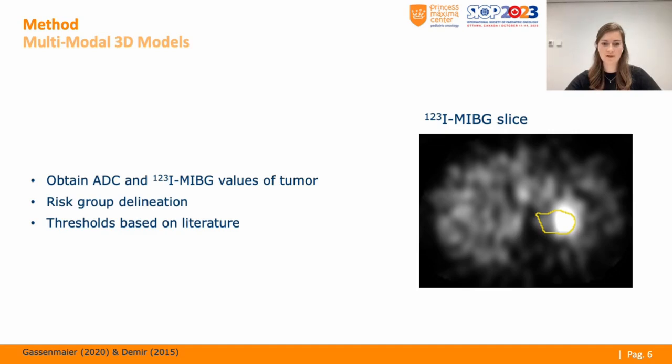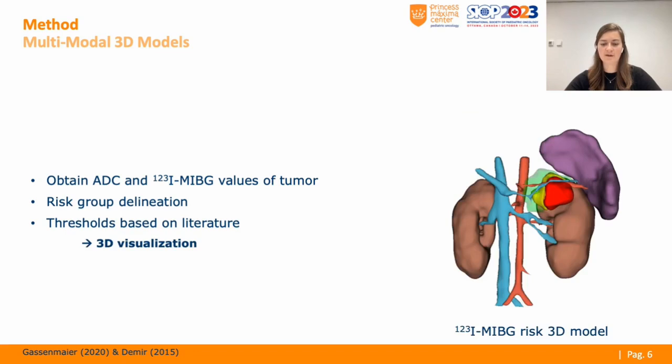And after we have aligned the images, we can use the ADC and the MIBG values within the tumor volume to make a risk group delineation with thresholds based on literature. And when we do that for every 2D slice, we can make a 3D model which shows the biology of the tumor, in which high-risk areas are associated with the diffusion restriction and with the MIBG uptake. And here we can see an example of an MIBG risk model.